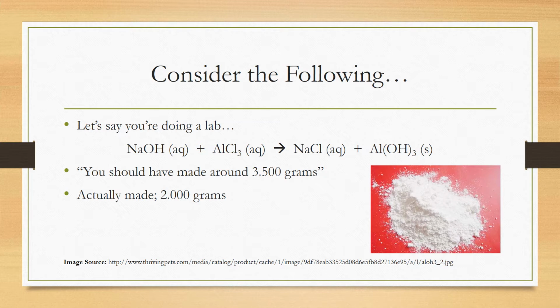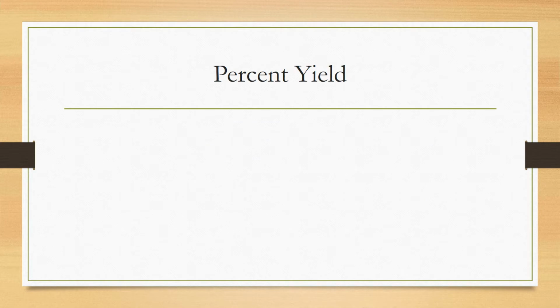Is this because you're a bad student? Is this because you didn't follow the directions? Absolutely not. It's because we have a percent yield for this reaction that I didn't tell you about. So you might be asking, what is a percent yield?